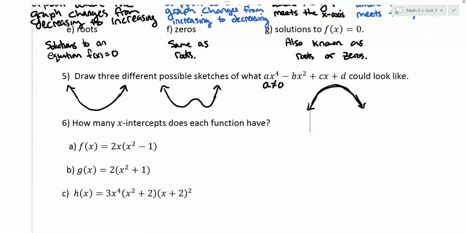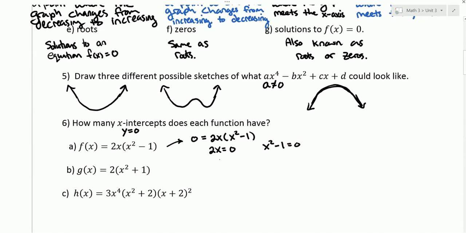Number 6 is asking how many intercepts, x-intercepts, does each function have? Something that's true about all x-intercepts is they have a y value equal to 0. So to solve for any x-intercept, you set y equal to 0. So in part A, we could say 0 is equal to 2x times (x squared minus 1). And then we can set each factor equal to 0. So 2x equal to 0, x squared minus 1 is equal to 0, and then we can solve for x.